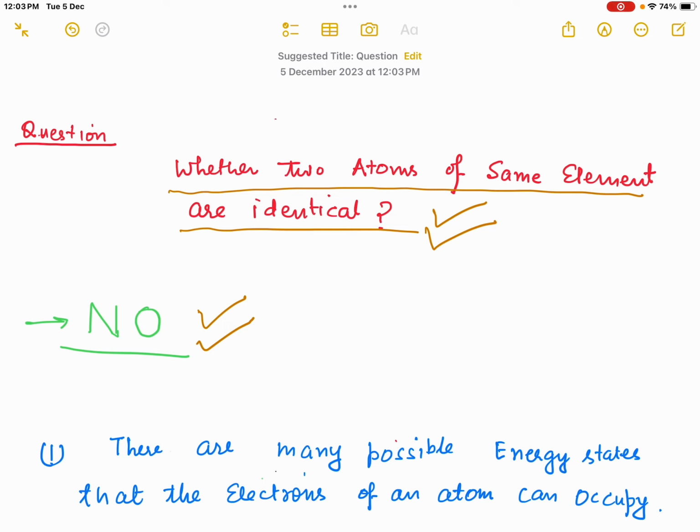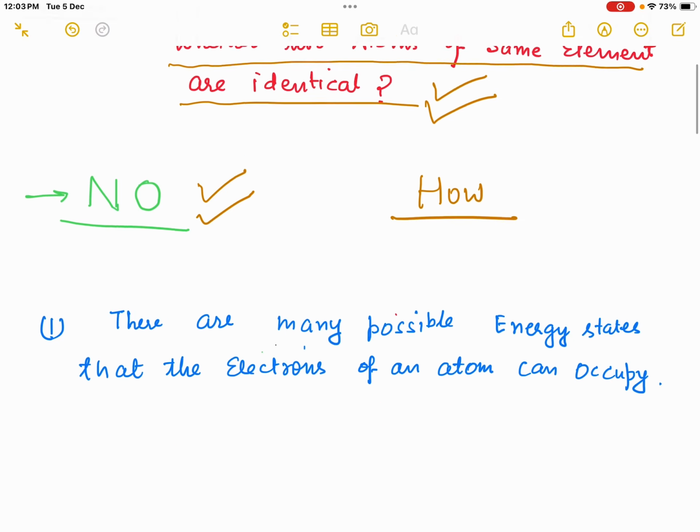But we will now see how the two atoms of the same element are not identical, although they have the same number of electrons, the same number of protons and neutrons, and the same structure. Finding two identical atoms in the same piece of metal or the same piece of element is very difficult. Now we see how the two atoms of the same element are not identical.